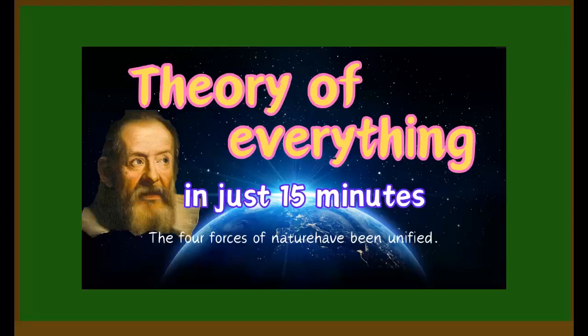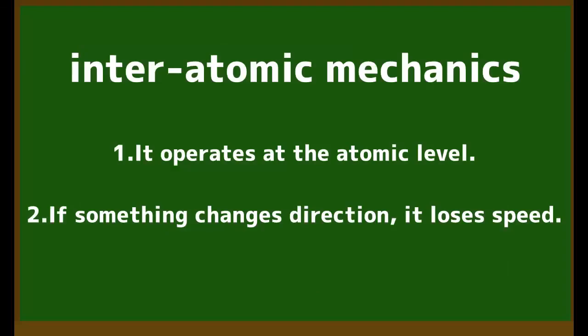Now, let's quickly review the key points. Establishing the theory of everything required a new kind of mechanics. That is interatomic mechanics. There are only two principles. 1. It operates at the atomic level. 2. If something changes direction, it loses speed. That's all. In this video, I'd like to dive a bit deeper into this mechanics.